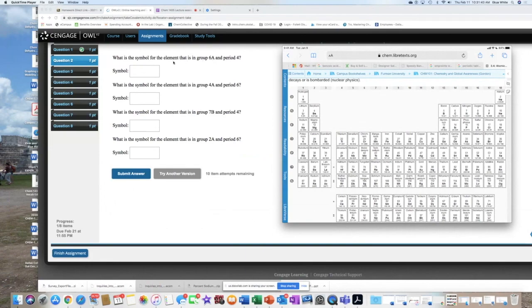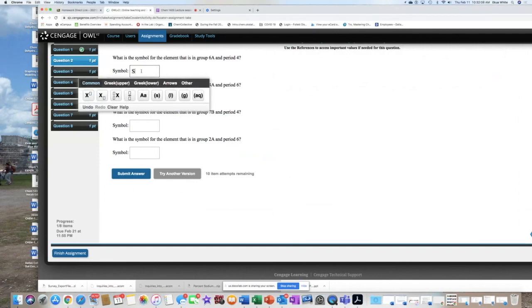Group 6A, they just said element, right? 6A, period 4. So 6A goes with 16, right? The one where they both have 6 right here, 6A. And then period 4. Period 4 is 1, 2, 3, 4. So go across and then stop at 6A right here. That should be what? Selenium? SE? Let's try that. SE.